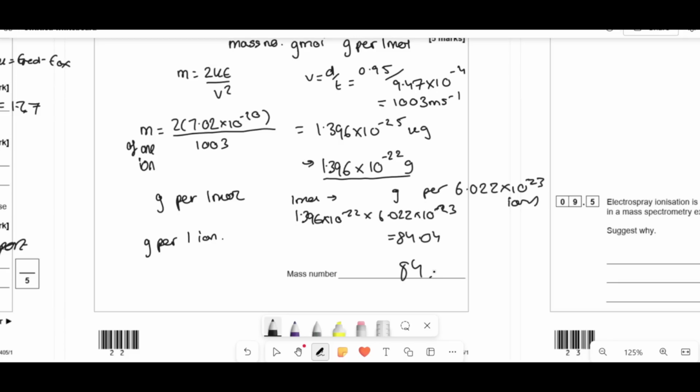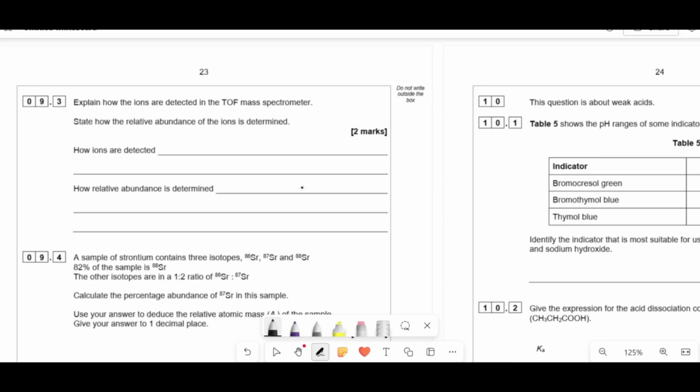This should be 3 marks, man. Come on, no excuses. So explain how the ions are detected in the time of flight mass spectrometer, and then state how the relative abundance of the ions is determined.